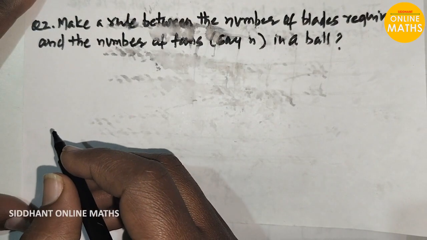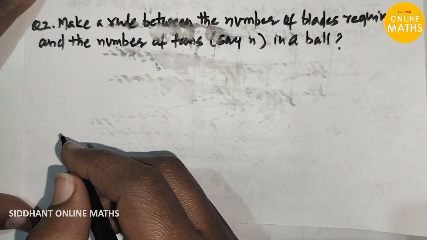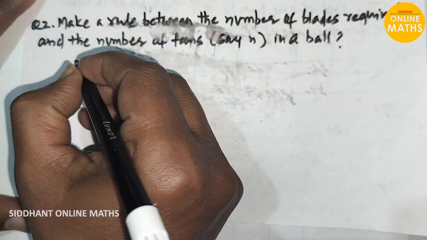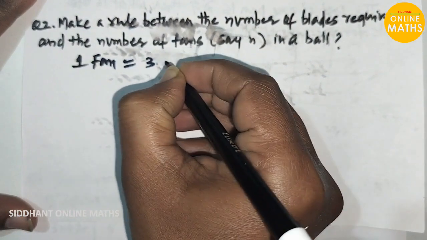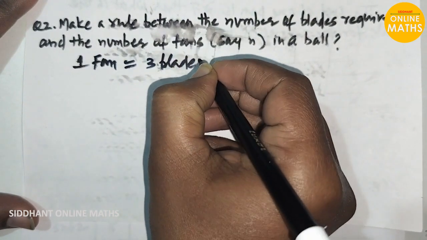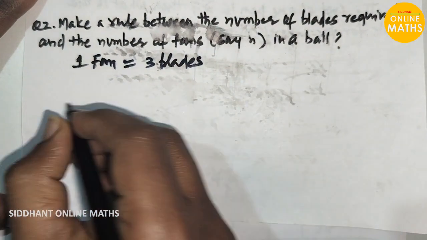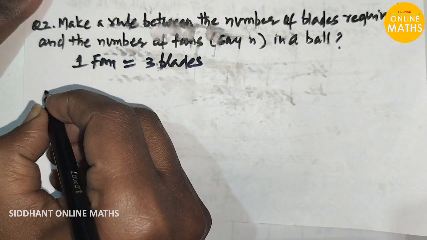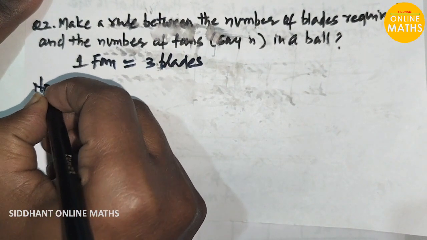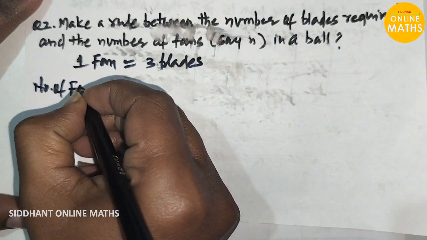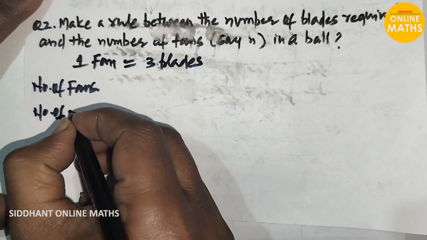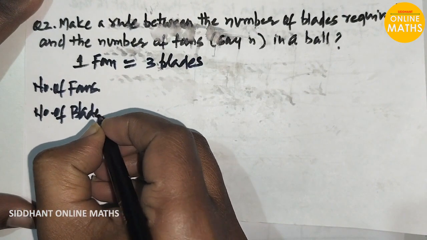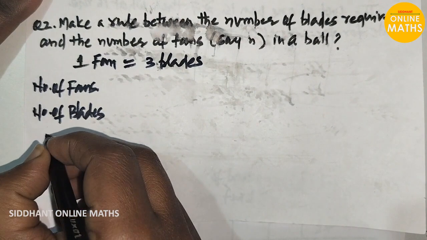Question number 2. Make a rule between the number of blades required and the number of fans, say n, in a ball. So here, when you take one fan, you see 3 blades. One fan, 3 blades. So here we are going to see the pattern now. First, number of fans. Next, number of blades.